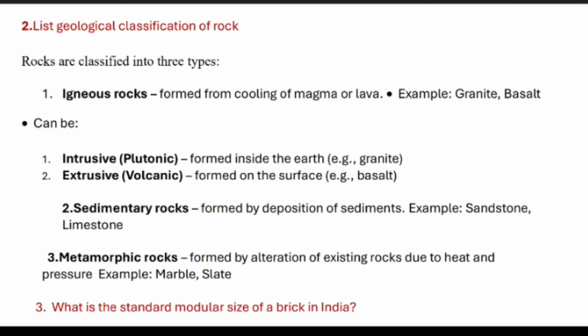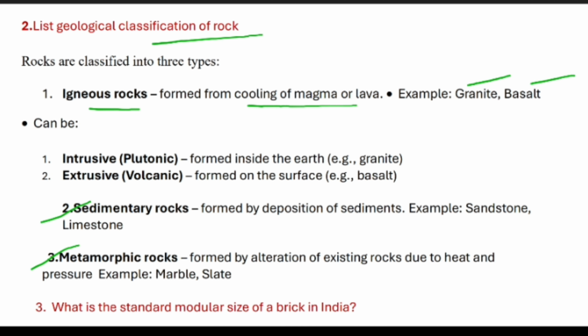Next is the geological classification of rocks. Here we can classify rocks mainly as igneous rocks, sedimentary rocks and metamorphic rocks. What do you mean by igneous rocks? An igneous rock is made by the cooling of magma or lava. We can give granite and basalt as examples.